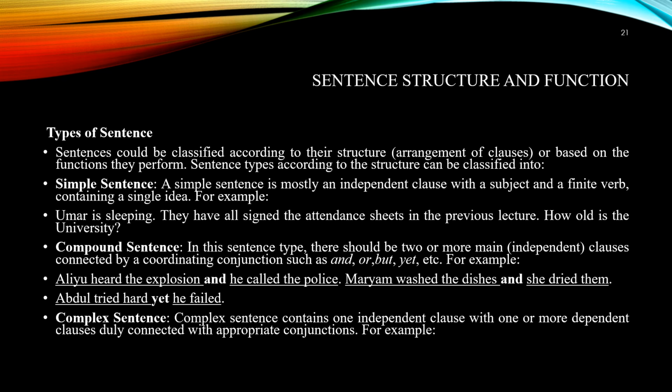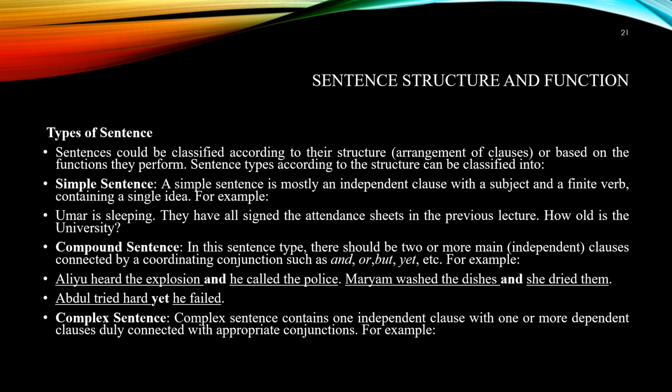For example, Ali heard the explosion and he called the police. Ali heard the explosion is one main clause, and as a conjunction, he called the police as another independent clause. Another example is Mariam washed the dishes as one main or independent clause, and she dried them, another main clause, joined together by and as a conjunction. So that is how one can understand whether a sentence is a compound sentence or not.